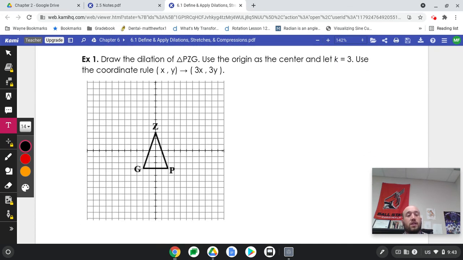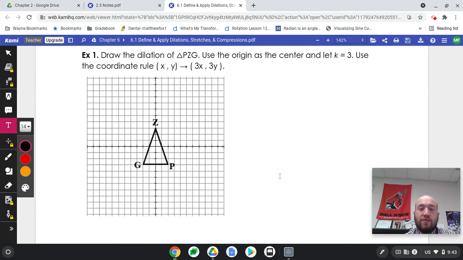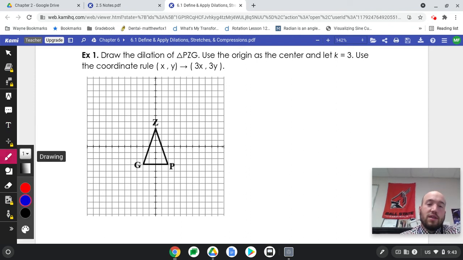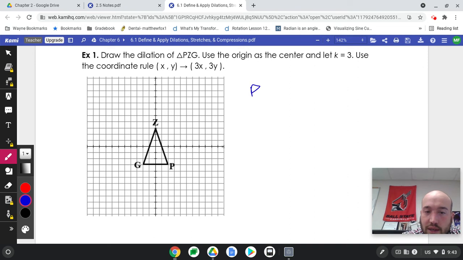So, if we look here, example 1, it says, draw the dilation of triangle PZG. Use the origin as the center, so the point 0, 0, and let k equal 3. So right from the start, if k equals 3, that's bigger than 1, we know it'll get bigger. Now, if I were you, what I would do on these is start by writing down what are P, Z, and G. What are those points?